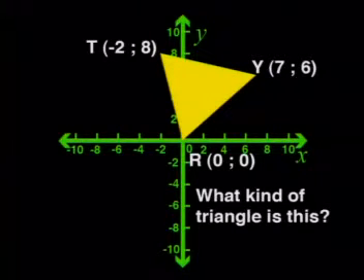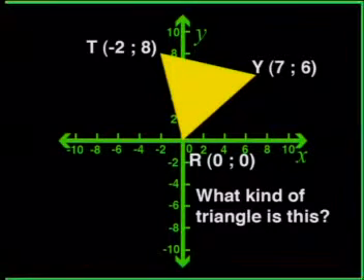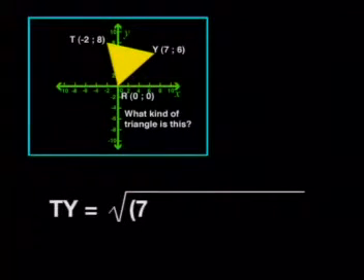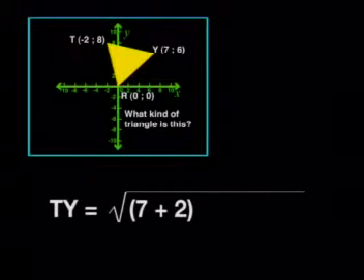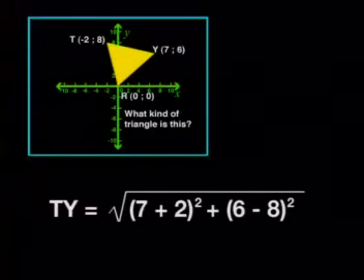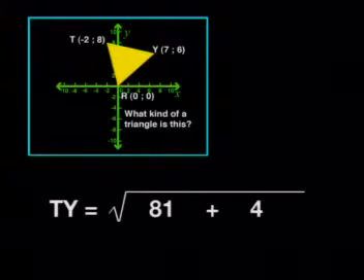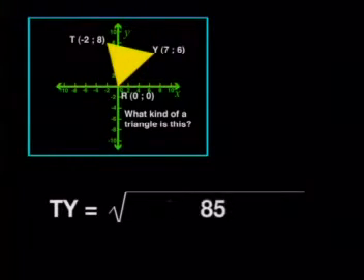Cindy, I'd just like to quickly point out it isn't necessary to work out the square root of 68 as we're not really interested in the actual length of the side. We only need to check to see if it's the same as the other sides. So what comes next? We need to work out side TY. So that's the square root of 7 minus -2, which is just 7 plus 2, and then all squared, plus 6 minus 8 all squared. That's the square root of 81 plus 4. That gives us the square root of 85.